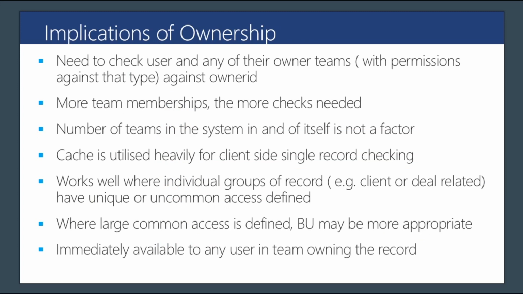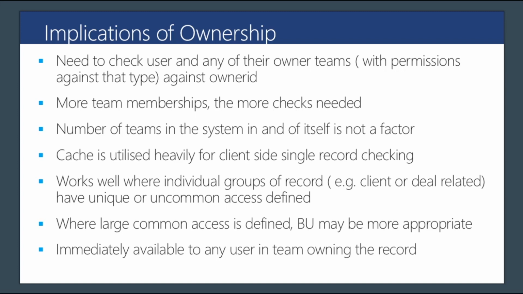Some of the implications of ownership in the system. It does need to check the user and any of their owner teams to which they're a member of, with permissions against that, against the owner ID. So there's that check that needs to occur. The more team memberships, the more checks that are needed. As we mentioned before, though, this shows a good linear growth pattern. The number of teams in the system in and of itself is not a factor.